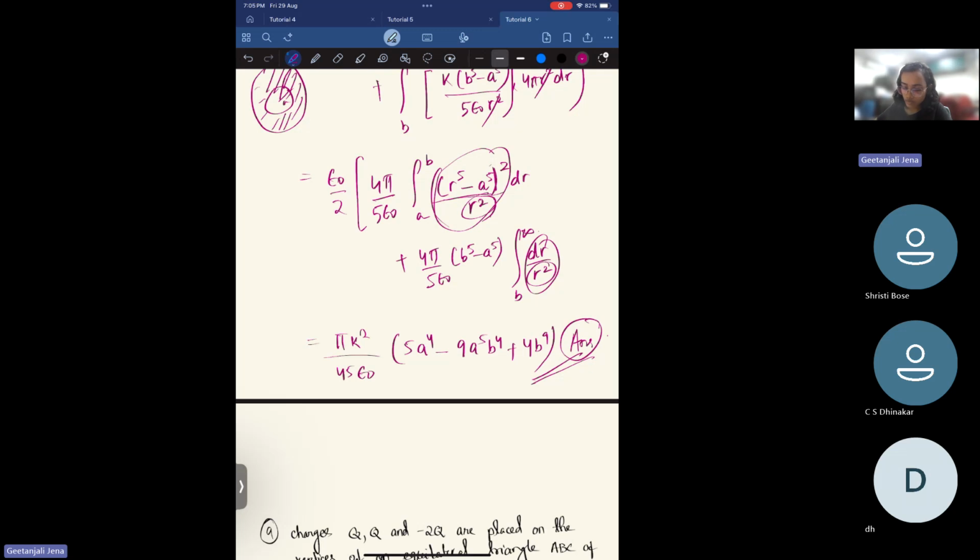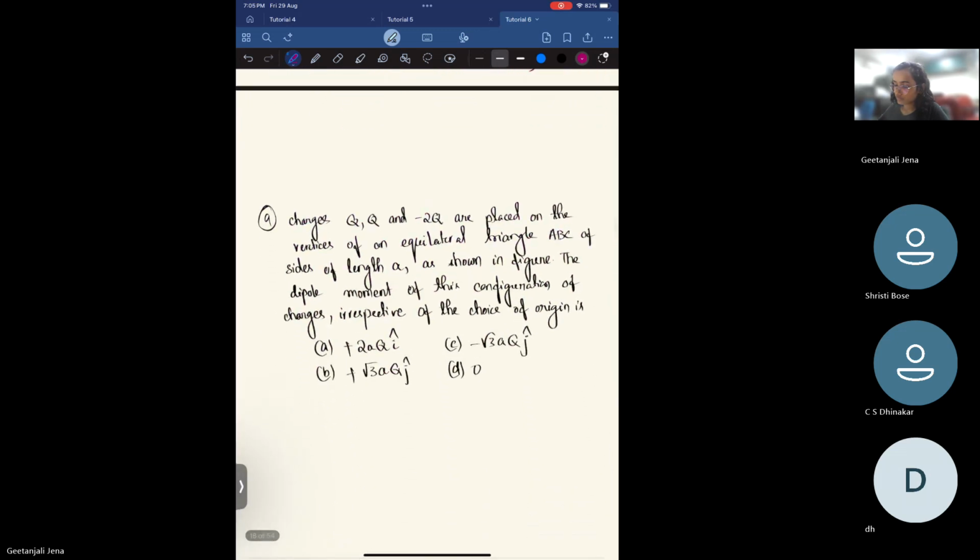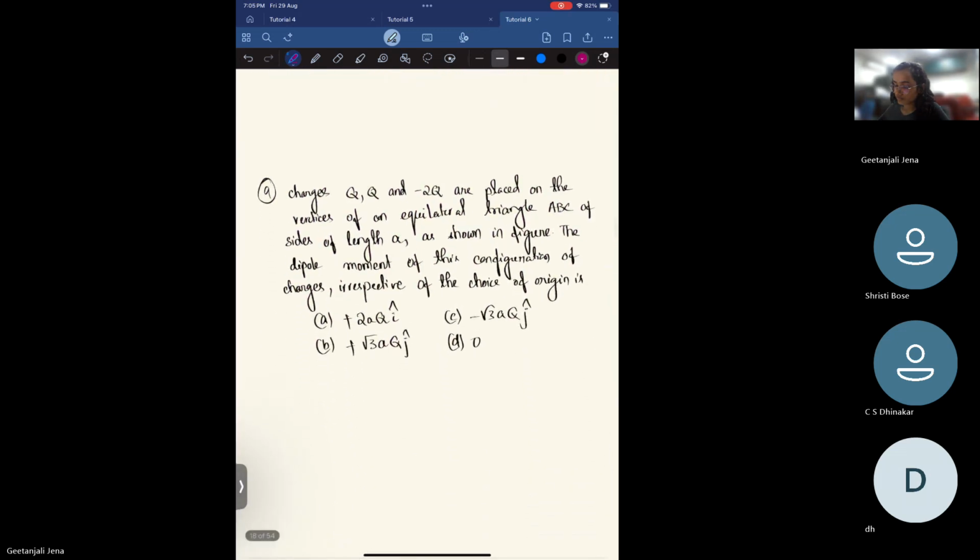Okay, so now let us move to our next problem. I will let you find out the answer. So there are charges: 2 plus q charges and 1 minus 2q charge. These are placed at the vertices of an equilateral triangle ABC, which has side length A. Okay, the figure is not here. Let me make it.